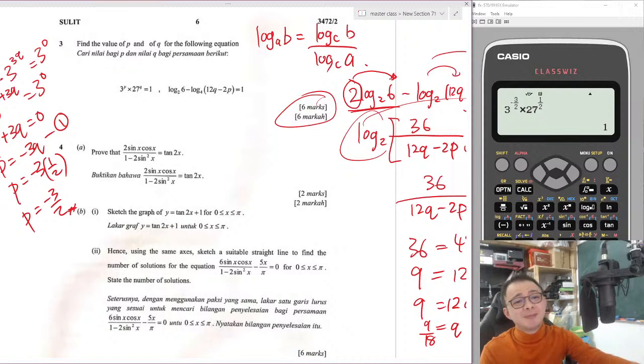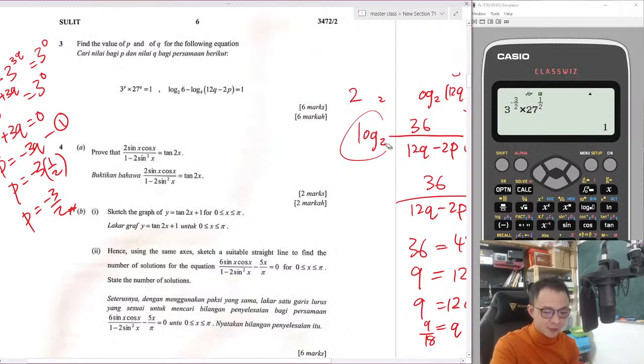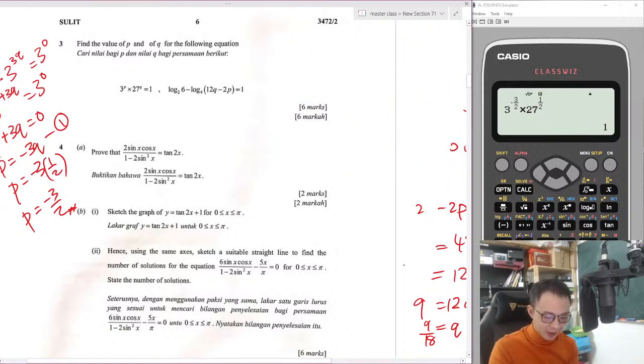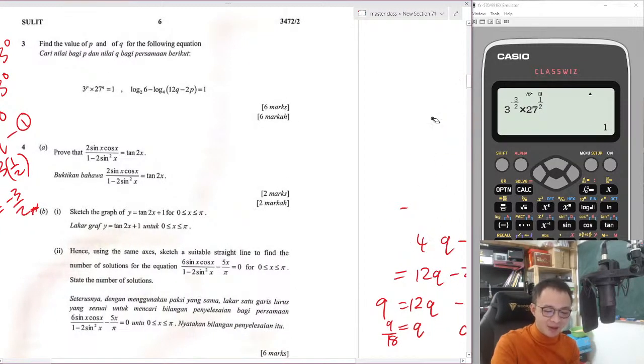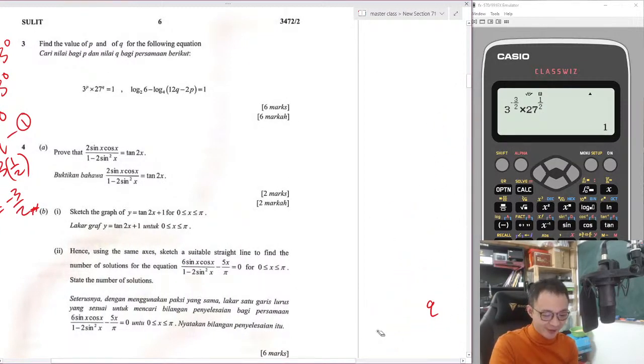Alright, so if you can understand, I'm going to move on to the next one. Number 4. Okay, number 4 here. Part A is a bonus mark. Just apply the formula.